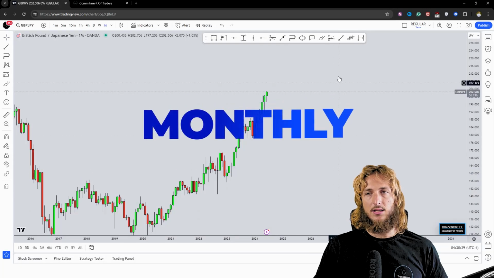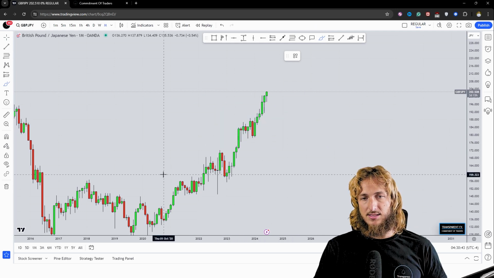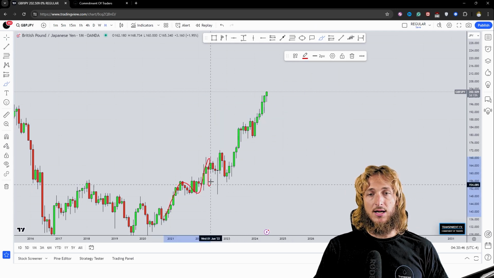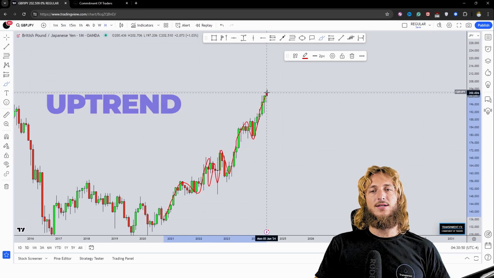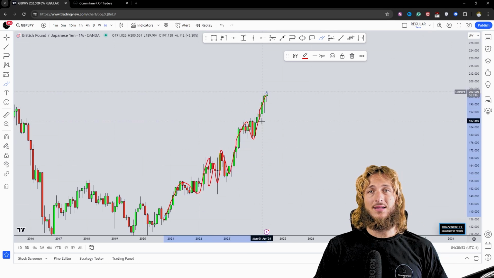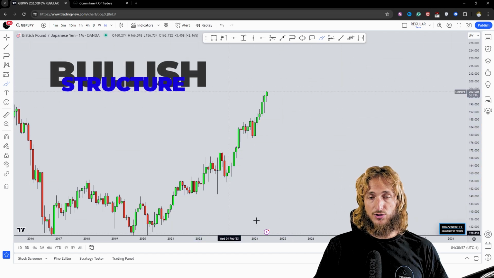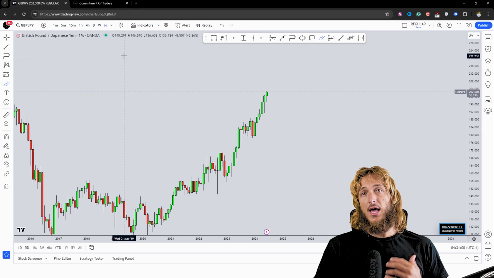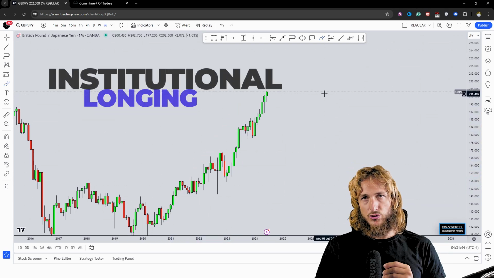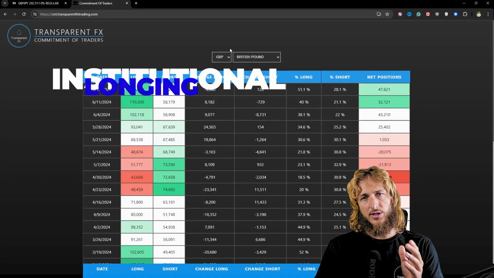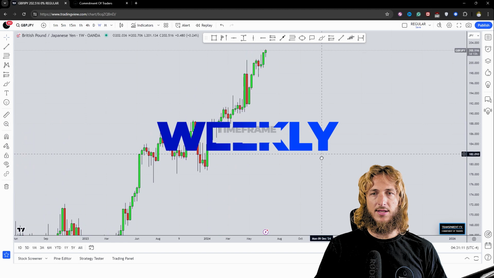Starting here from the monthly time frame, what we can see is that clearly we have an uptrend from a monthly standpoint. The market has been creating new monthly higher highs and higher lows all this time and just created yet another monthly higher high. So the trend is clearly bullish if we look at the structure here on the monthly time frame, and we could expect this huge uptrend to be fueled by institutional longing, but we will be moving to institutional longing later on into the video. For now, let's drop down on the weekly time frame and see what we have.